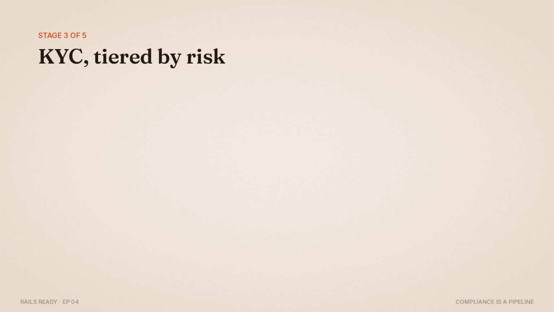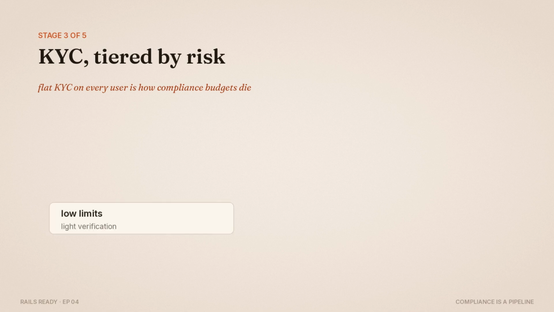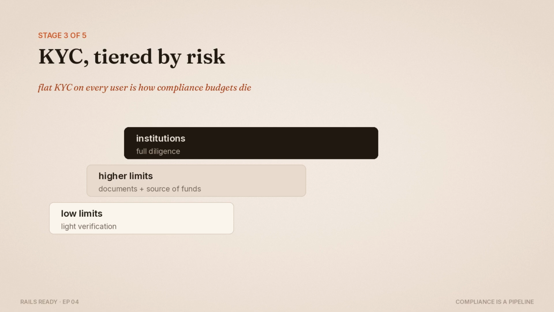Stage 3. Know your customer, tiered by risk. Flat KYC on every user is how compliance budgets die. The pattern regulators accept and engineers can build: verification depth scales with limits. Low limits, light verification. Higher limits, documents and source of funds. Counterparty institutions, full diligence. Every tier decision logged with the evidence that justified it.